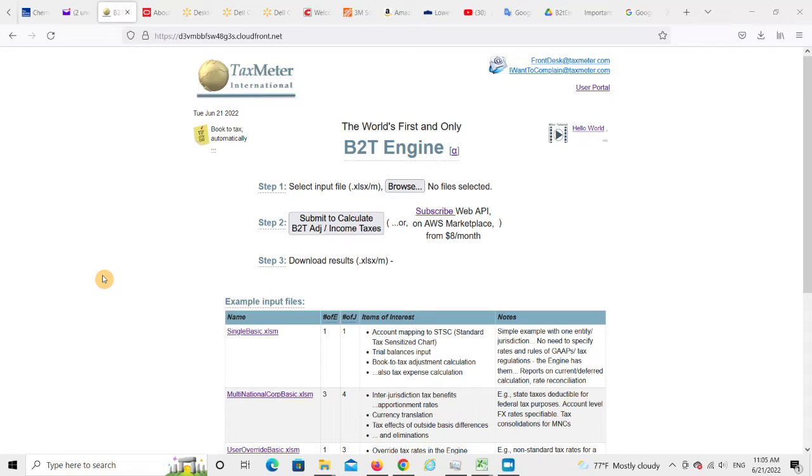Hello, we're going to show the output data from the B2T engine on the FDII deduction. If a U.S. company earns intangible income from a foreign source, it may be allowed a tax deduction from that income. This is the FDII deduction, or the deduction for the foreign derived intangible income.